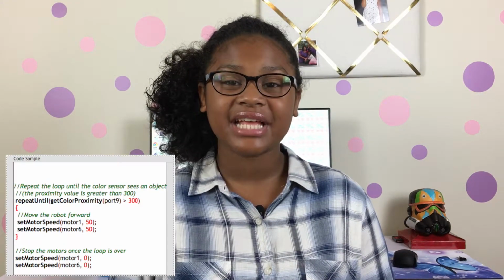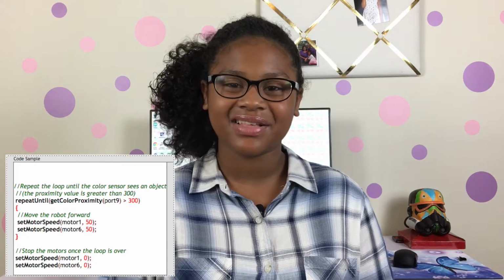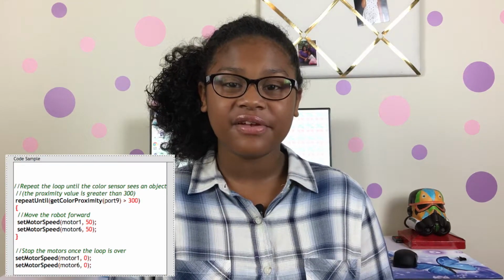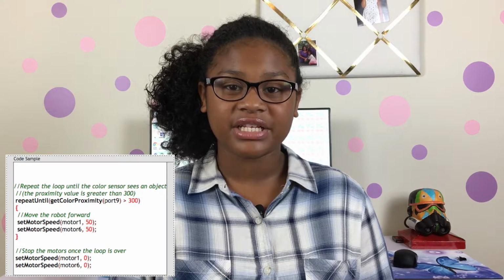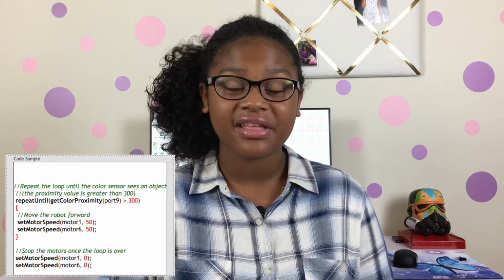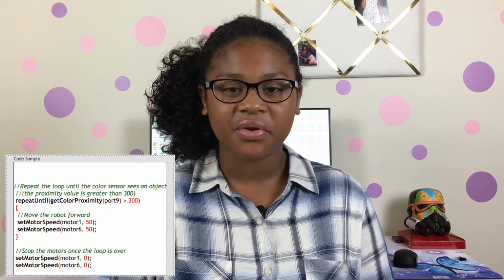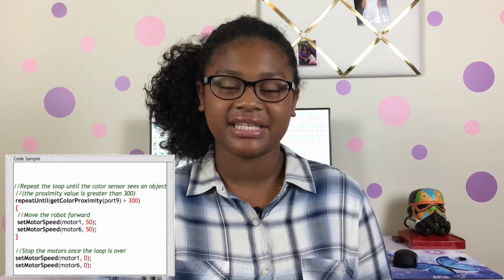The fifth command is the Get Color Proximity command, which takes one parameter, which is the port number to the color sensor. It uses its infrared LED to act as a rangefinder, which is a value that ranges from 0 to 1023. It's basically telling the robot how close or far away an object is from the sensor.